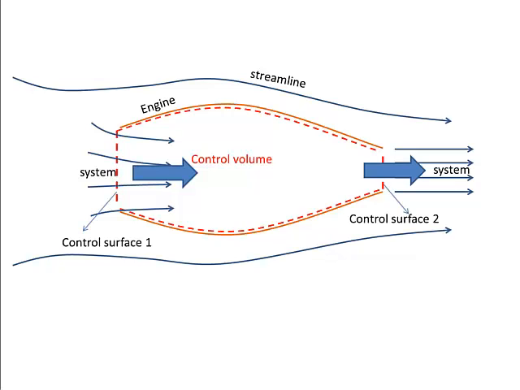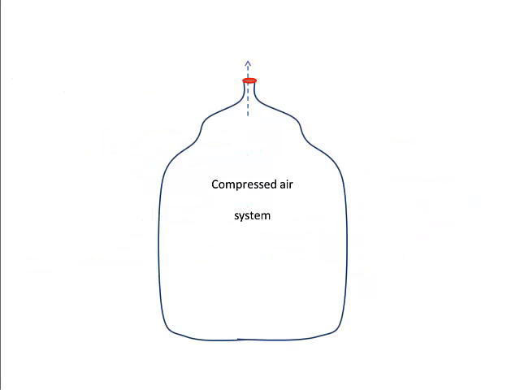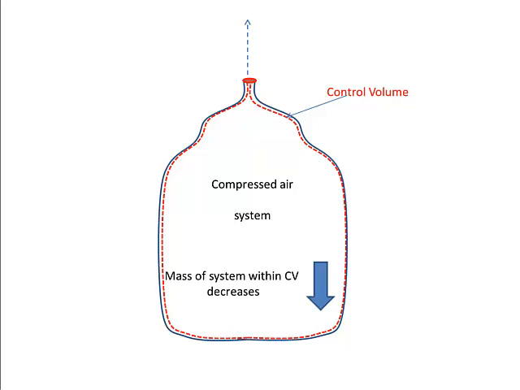Consider another example of a system and control volume. Air is flowing out from a small opening of a compressed air tank. We can consider the compressed air as a system with constant mass. To study the dynamics of this system, we can imagine a control volume fixed inside the tank, as shown in the figure. In this case, the mass inside the control volume is constant initially. As time passes, the mass within the control volume decreases.